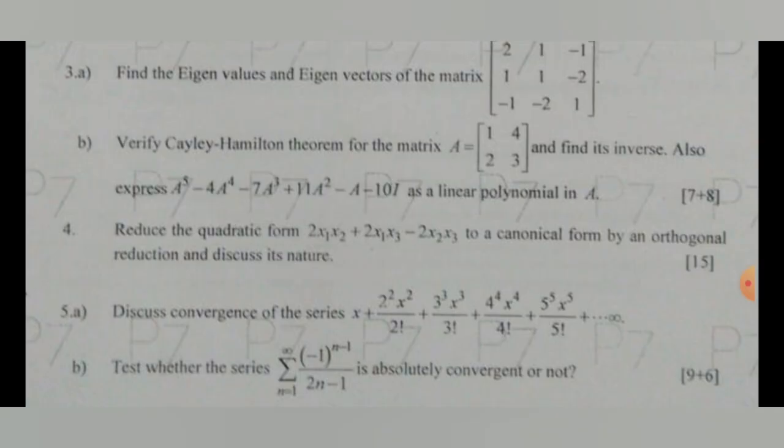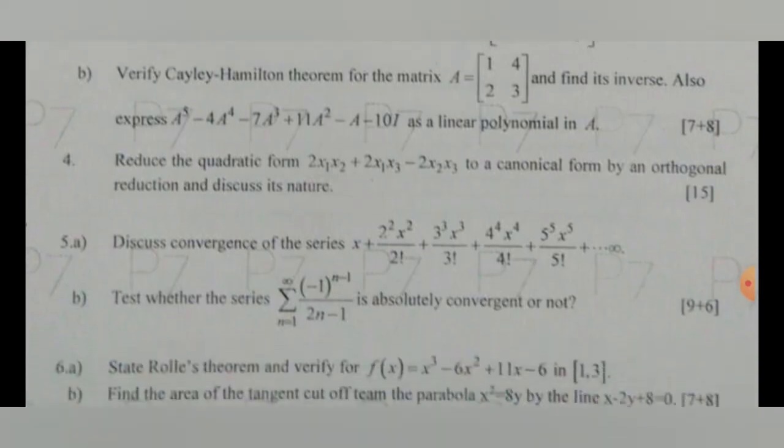Fourth one: reduce the quadratic form. A quadratic form is given, and you convert it into canonical form by orthogonal reduction. This is the lengthiest process to get your final answer. For that, 15 marks are given. Better you can use it.